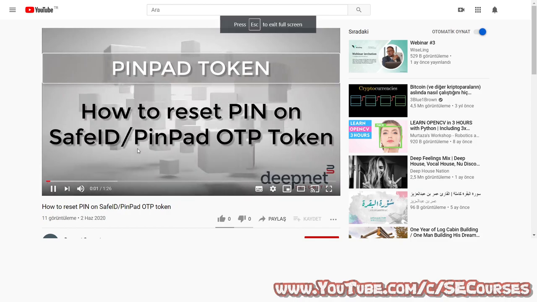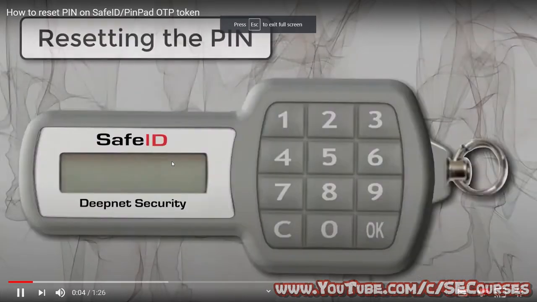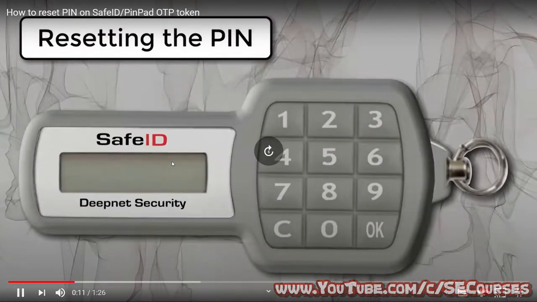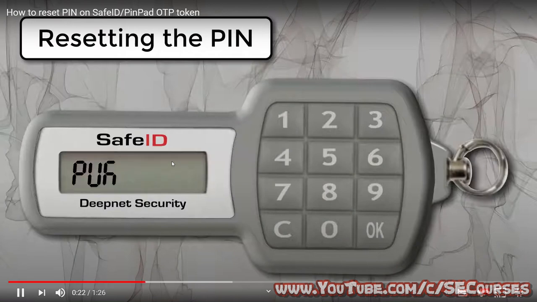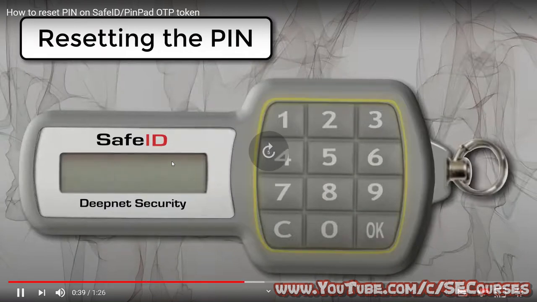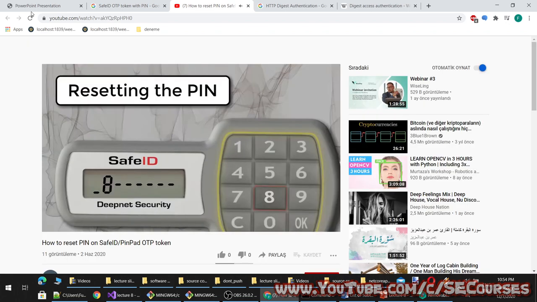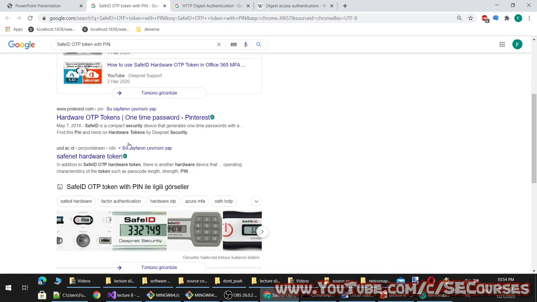This video provides instructions for resetting the PIN pad PIN code. Incorrect unlock codes. The PUC code being entered here.